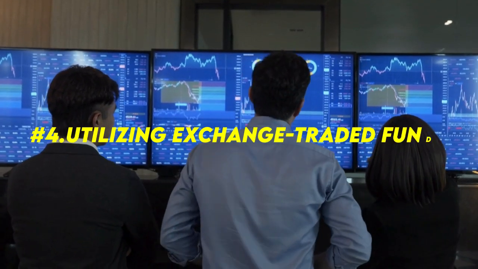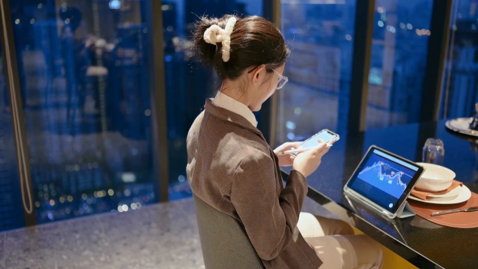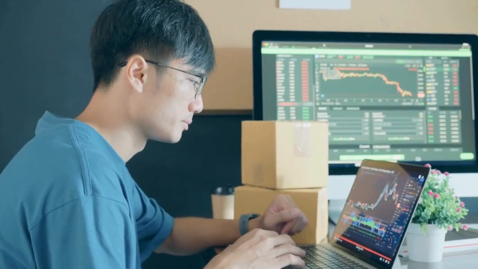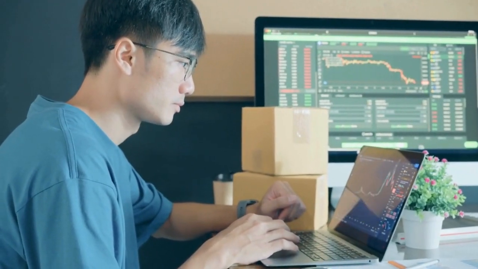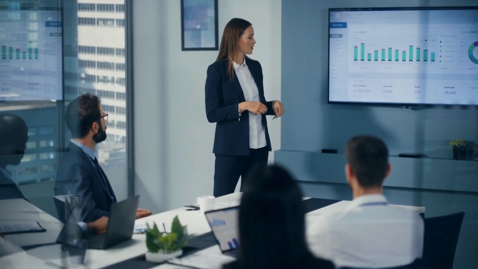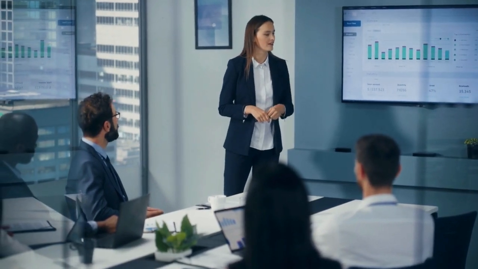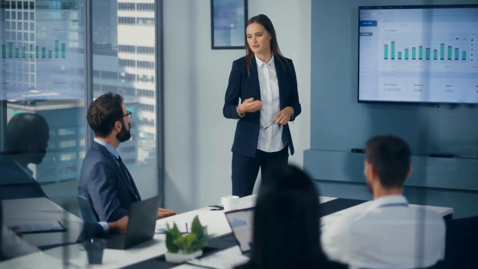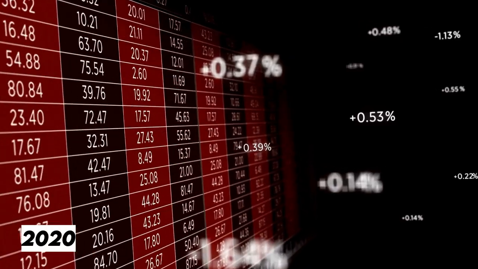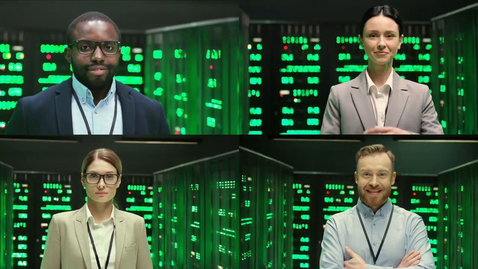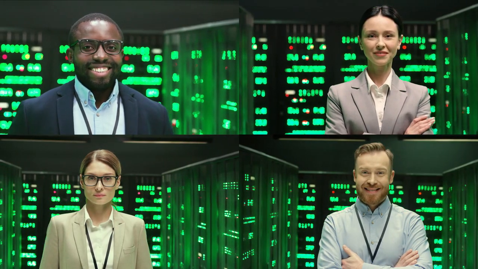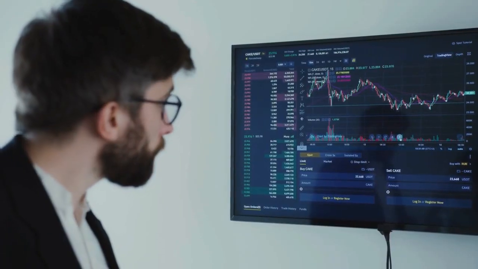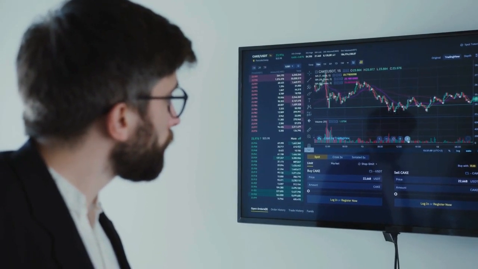Utilizing exchange-traded funds. Exchange-traded funds, ETFs, have become popular tools for investing in volatile markets. ETFs allow investors to buy a diversified portfolio of stocks or bonds in a single trade. For example, during the 2020 market crash, many investors turned to ETFs to spread their risk across different sectors. ETFs are a great way to gain exposure to markets or industries without putting all your money in one place.